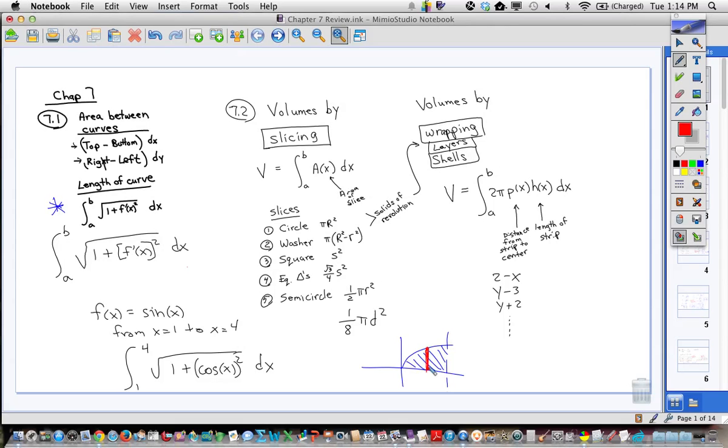Okay, and then the other thing I wrote down over here is a P. Remember, we did a shell method already, but P is that distance from the strip to the center. So the strip is always labeled with an X or a Y, depending on if it's horizontal or vertical. So your P is always kind of 2 minus X, Y minus 3, Y plus 2, something like that. And then H is just the length of the strip. So that's just your top minus bottom, right minus left.